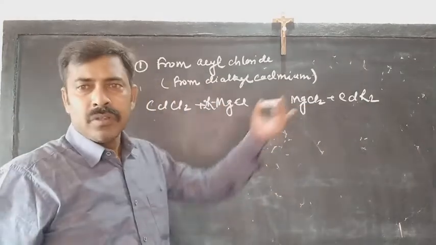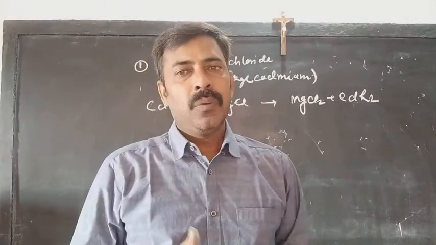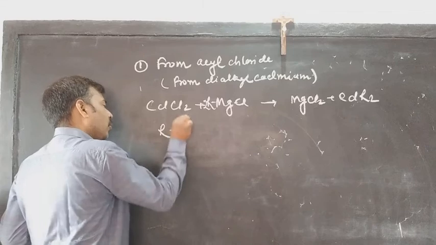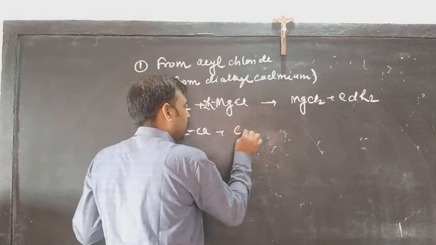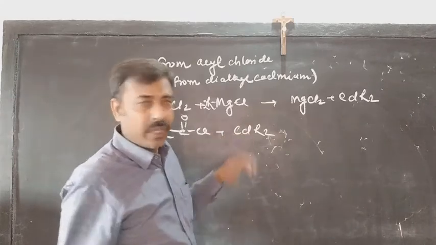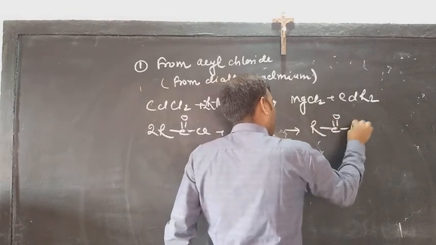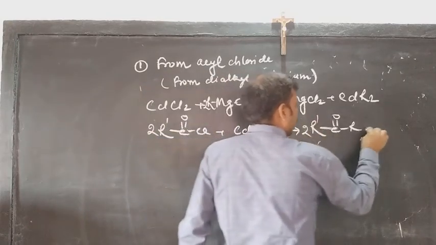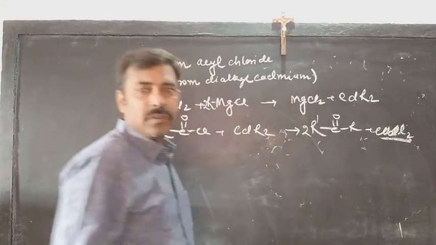Now the dialkyl cadmium is prepared, and now we will treat this dialkyl cadmium with the acyl halide. So this is the acyl halide, RCOCl, which is treated with the dialkyl cadmium. Then what? The exchange again takes place and it will form RCOR along with cadmium chloride. Then this is the reaction.